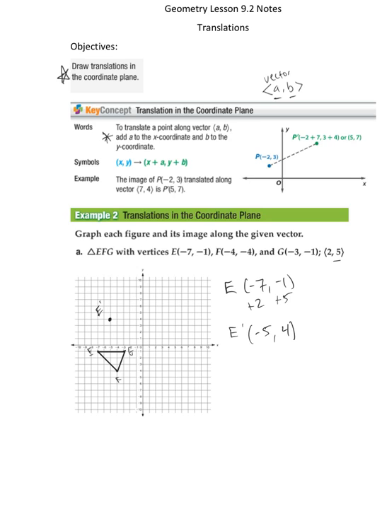Okay, and we're going to repeat that process with point F. F was originally at (-4, -4). We're going to add 2 to the x coordinate, so F prime is going to be at -2. Add 5 to the y coordinate, 1. So F prime is (-2, 1). And then G prime. Well, G was at (-3, -1), so G prime is going to be at (-1, 4).